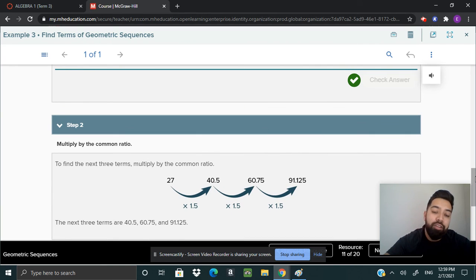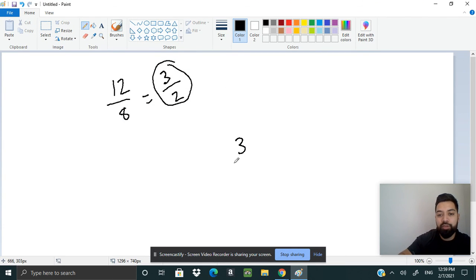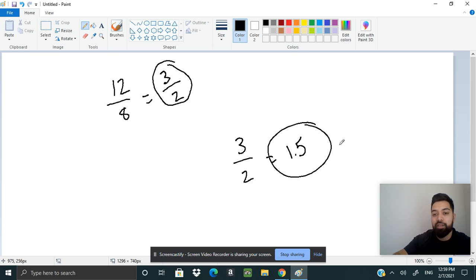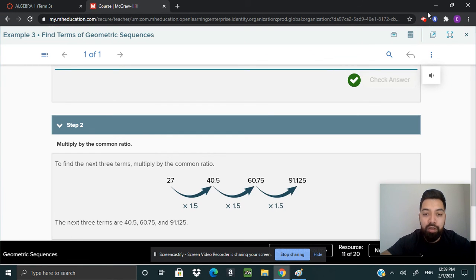So check it out. They're actually multiplying by 1.5, and that's because 3 over 2, if you type that into your calculator, what is half of 3? Well, that is 1.5. So this becomes your common ratio. Same thing as if you use the fraction. These two values are equivalent to each other, so it doesn't really matter which one you use. But anyways, they multiplied by the 1.5. That's probably a little bit easier to do in your calculator. Sometimes fractions can be a little more tricky. So if you just do 27 times 1.5, you get the next term, 40.5. Take the 40.5, multiply it times 1.5, you'll get the next term, and so on and so forth.